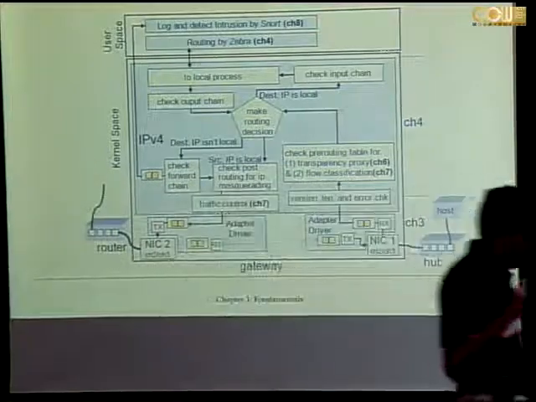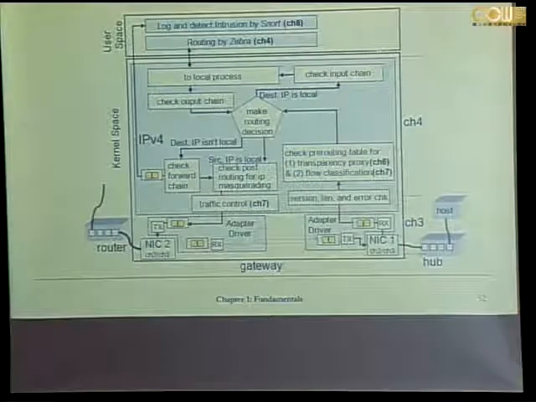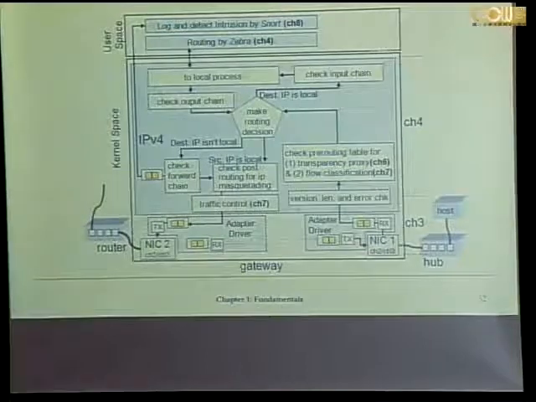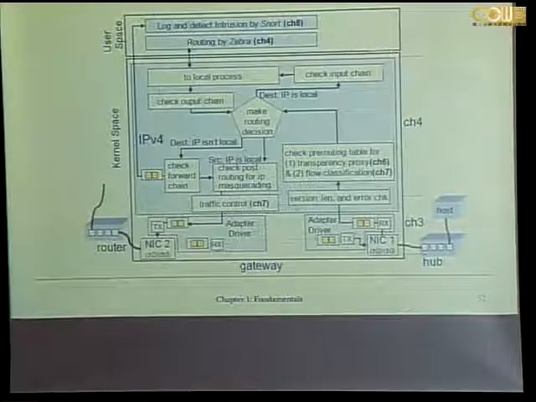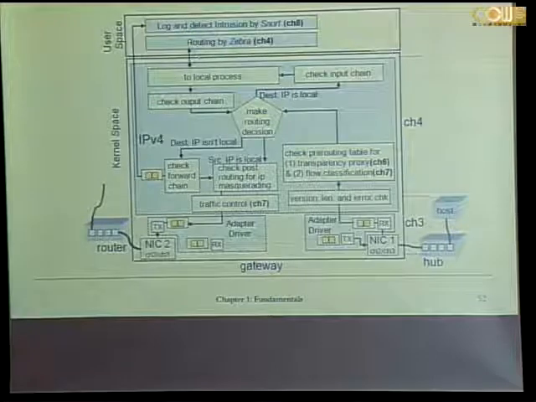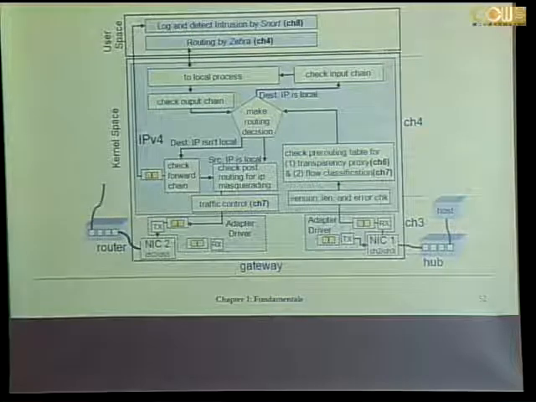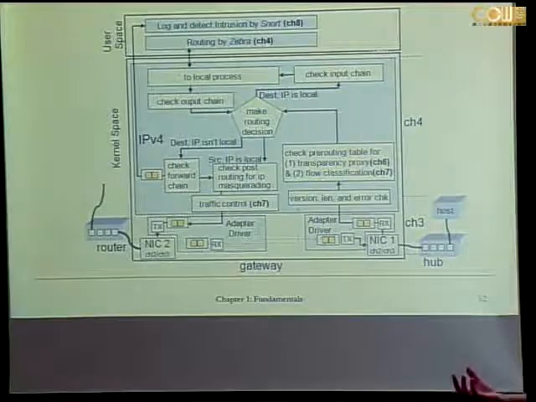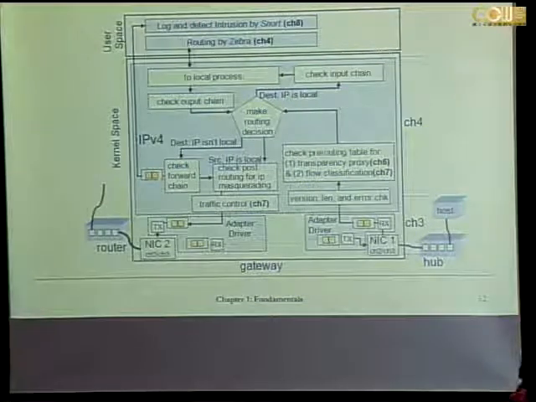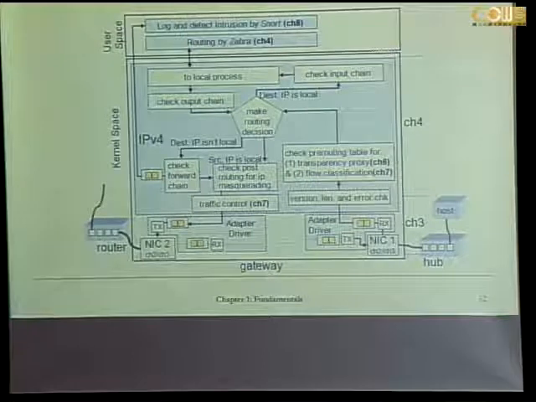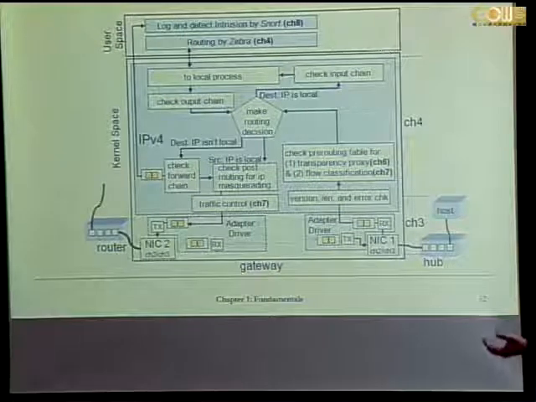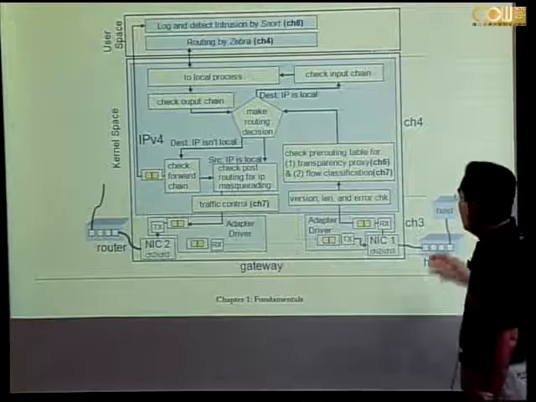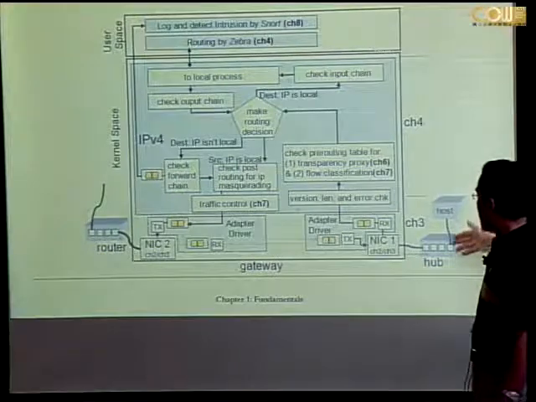But before that, let's continue to see a packet flow in a router. Here, a router has at least 2 interface cards, 2 NIC cards. You need to have at least 2 in order to be a router, or maybe you have more interfaces, say 12 or even more. Okay, and there's a packet coming in here.